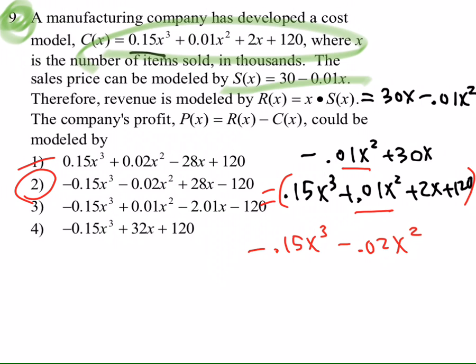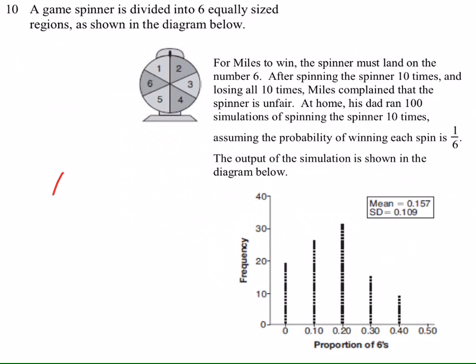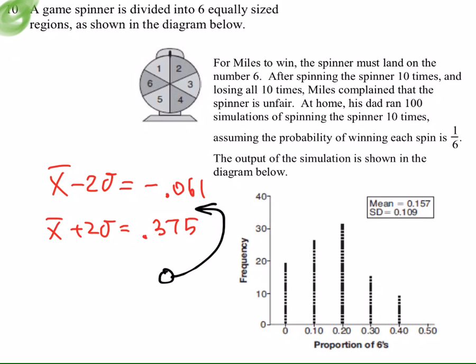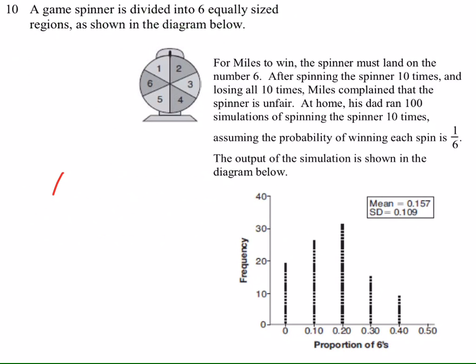All right, let's look at the next question. Number 10. So here we have a spinner, and what happened was that this person, Miles, spun 10 times, but didn't get any one of them. So he lost all 10 times. And he wants to see if this one is fair or not.